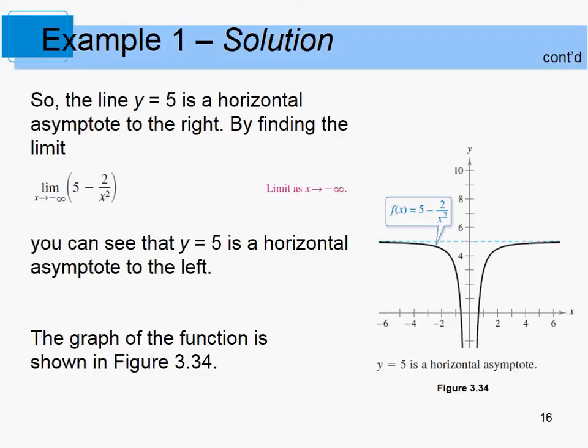Here's the graph, 5 minus 2 over x squared. Notice I have a vertical asymptote, right? Where's my vertical asymptote? It's at zero. That x squared guarantees that I can't have zero in the denominator, therefore I have to have a vertical asymptote at zero. So basically this is like a gravity well with a horizontal asymptote at 5. Your event horizon is at 5, and then it's your black hole.